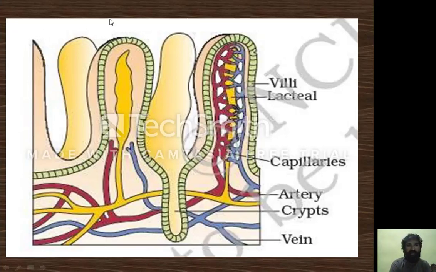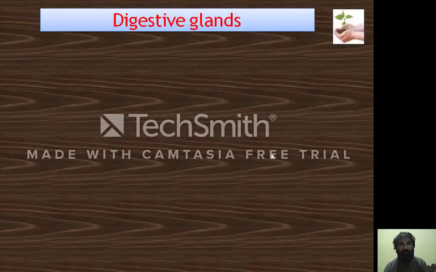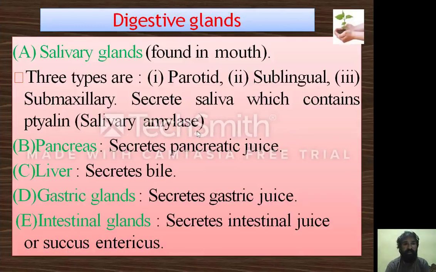When the food is carried through the small intestine, the digested food is absorbed by the villi, and the villi are helpful for the absorption of food material from the small intestine. That food enters the capillaries and finally reaches the blood, and with the help of arteries, the blood is supplied to each and every cell of the body.